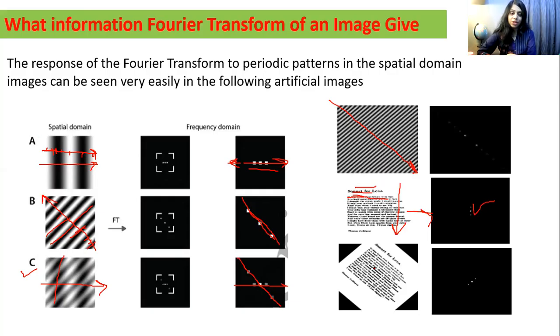Now rotate this image. If we take the Fourier transform of the rotated image, the Fourier transform will also rotate. So this is one of the properties of the Fourier transform. It is said that when you rotate the image, the Fourier transform will also rotate because the variations in the white and black pattern will also rotate.